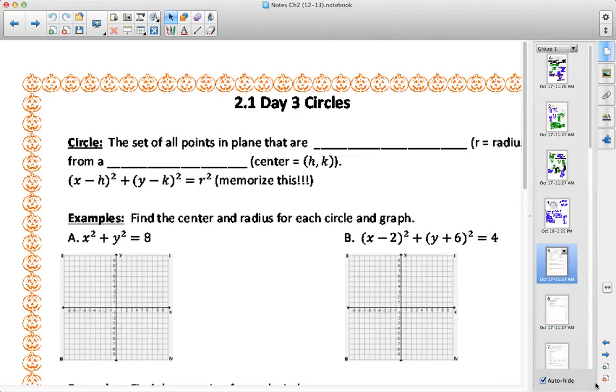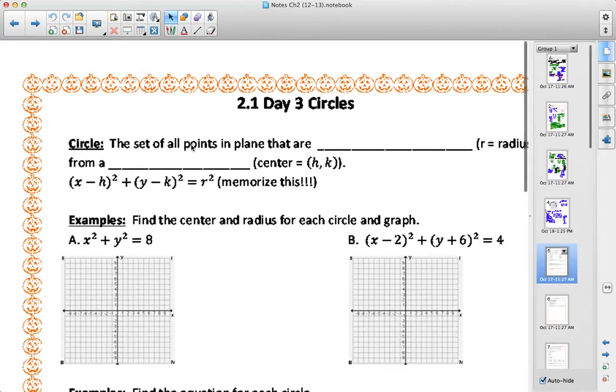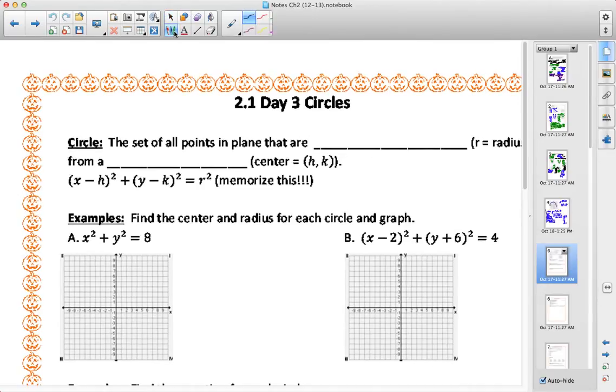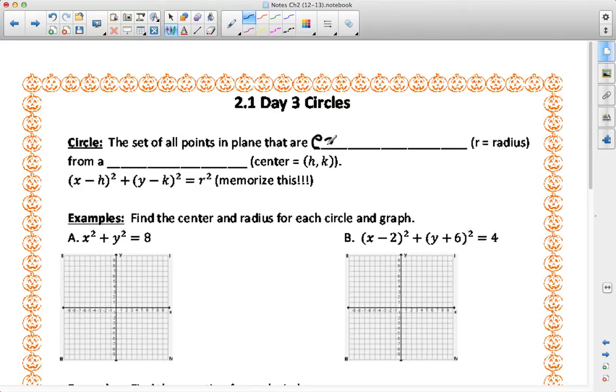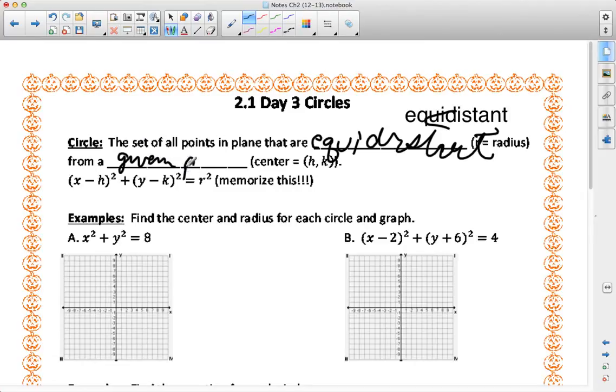So we're up to section 2.1, day 3 over circles. When we look at this problem, the definition of a circle is the set of all points in a plane that are equidistant, which is going to be your radius, from a given point, which is going to be called your center. And we're going to call that the center.